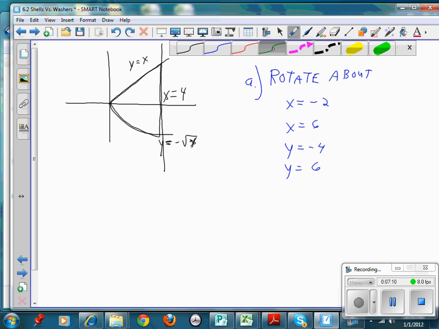My axis will be, here's the first one, x equals minus 2. What do I want? I want to use shells or washers. Hopefully you see the easiest way to cut is right here. My cut is parallel to the axis of rotation. So clearly that is a shell game.